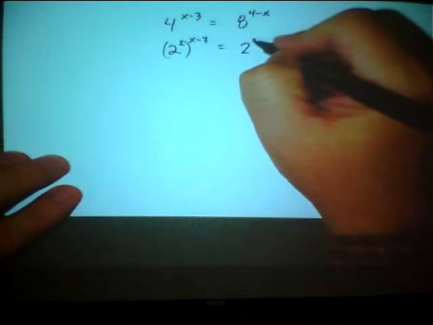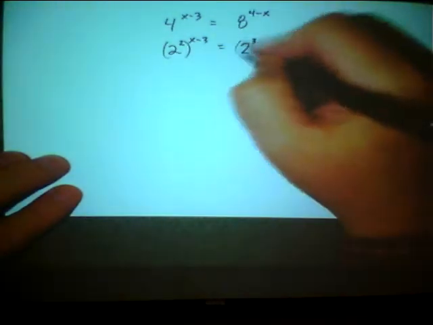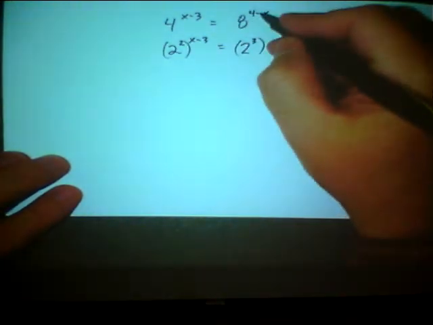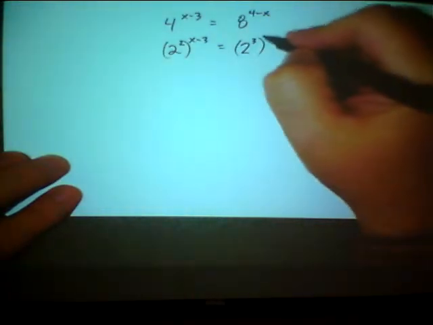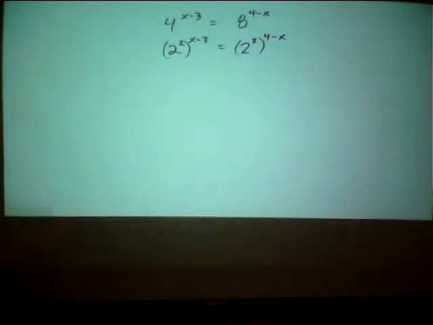So instead of writing 8, I'm going to write 2 cubed. But of course, it's 8 raised to the 4 minus x power. So I have to raise my 2 cubed to the 4 minus x power. Now, looks like I have the same base, but I need to do some work on these exponents.